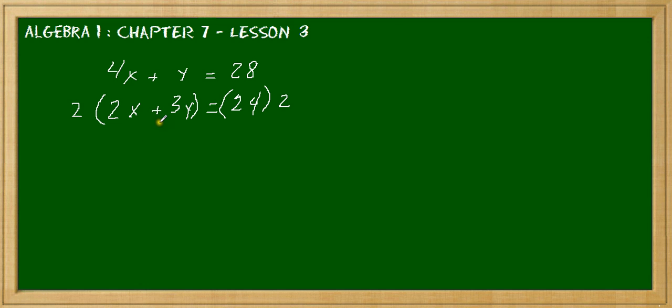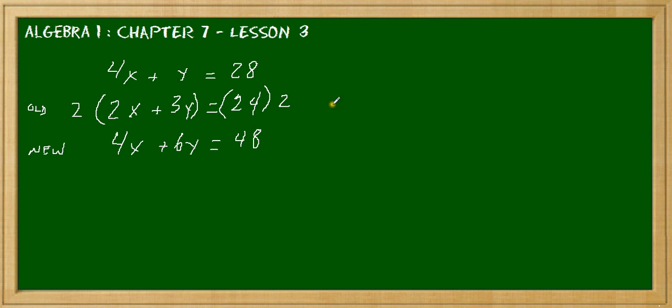And what would that give us? Well, it would give us, I'm sorry, 4x plus 6y, and 24 times 2 would be 48. Now if we look at the first equation and the new second equation, okay, this was the older one. Now we have a new second equation, and it's equivalent simply because we multiplied both sides, so it kept everything in balance.